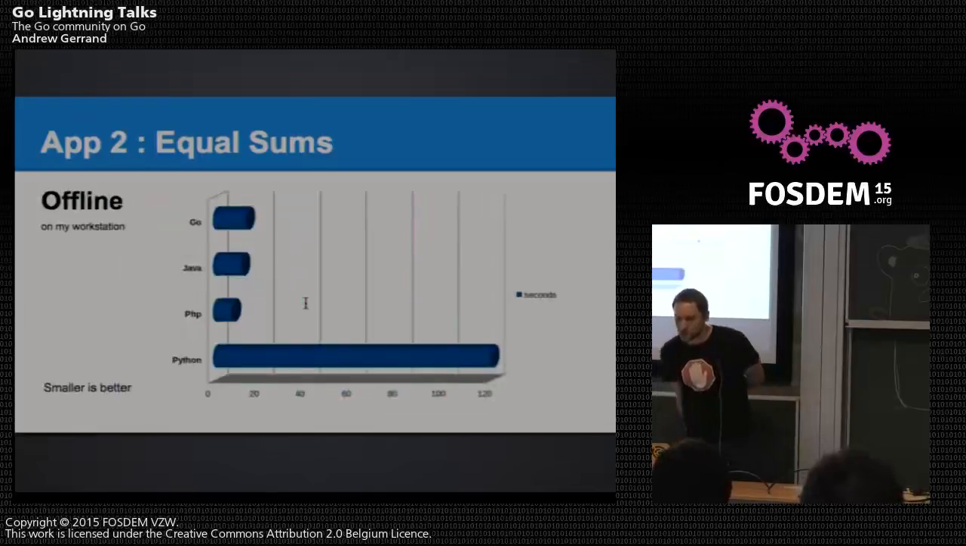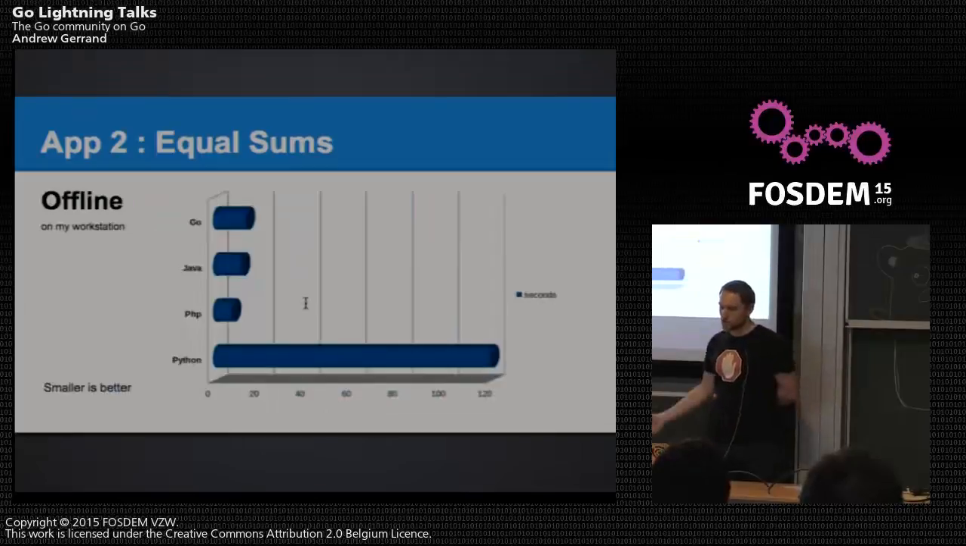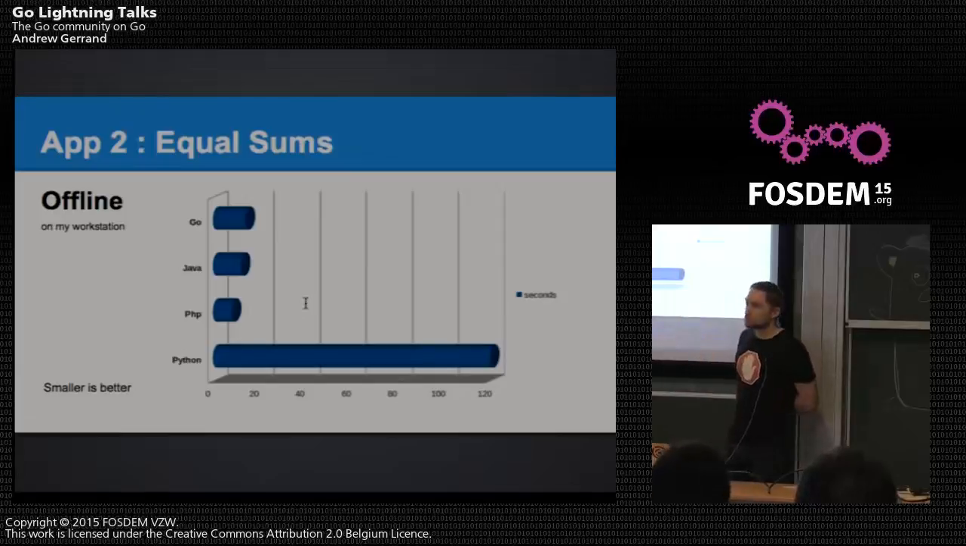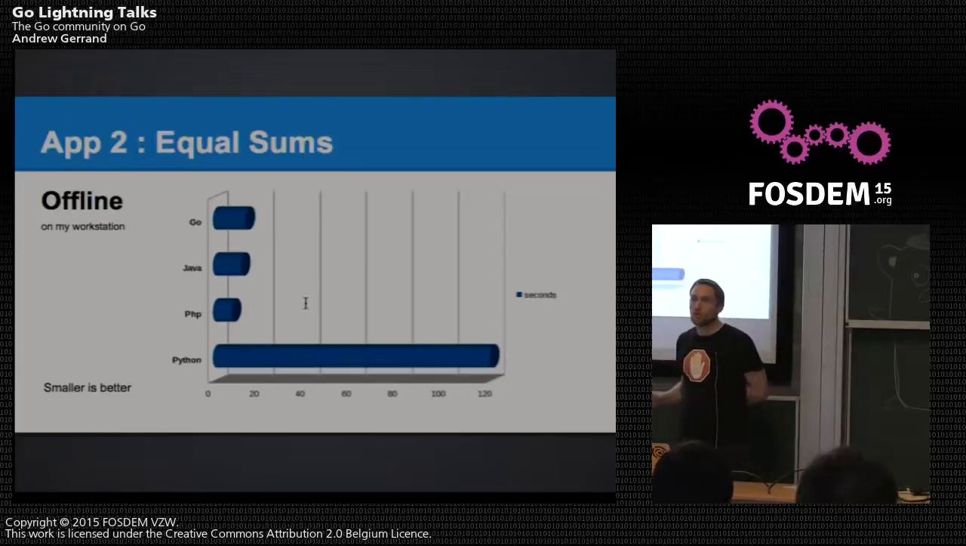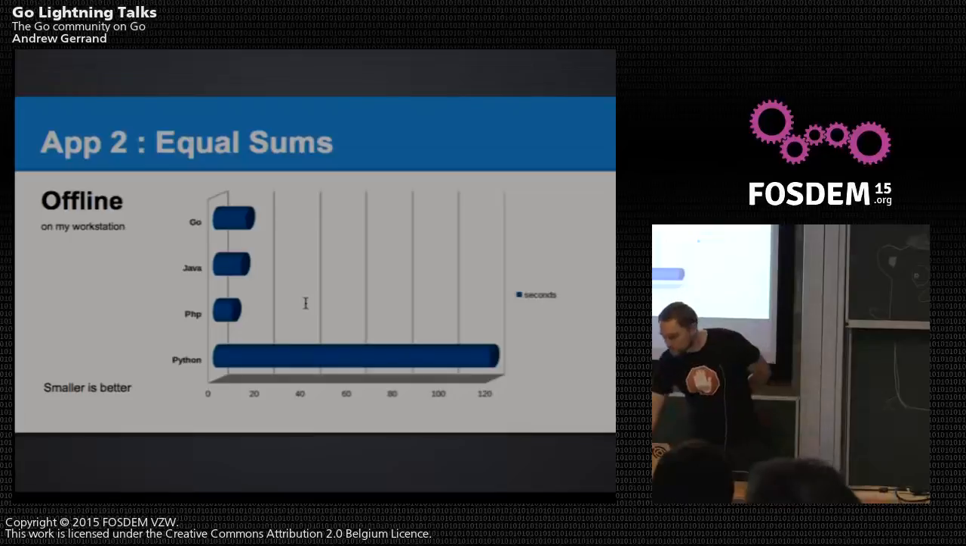I was quite surprised to see that when I run the problem solver on my laptop, PHP is actually the fastest. Java and Go are about the same, and Python is very, very slow. I could not have figured that out before I had measured. That's why we have to measure.